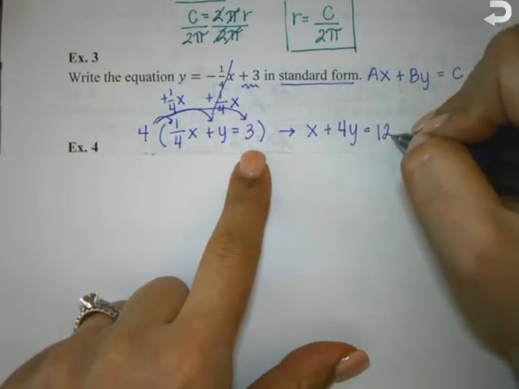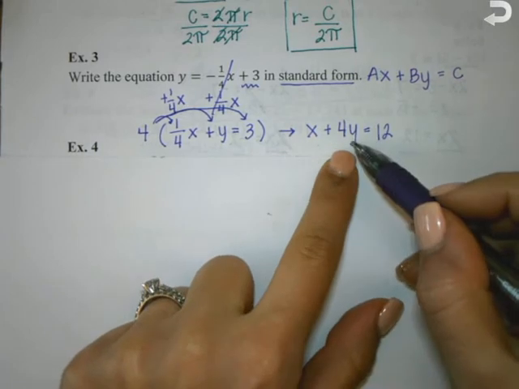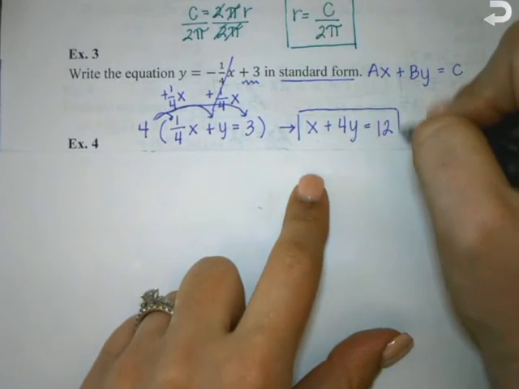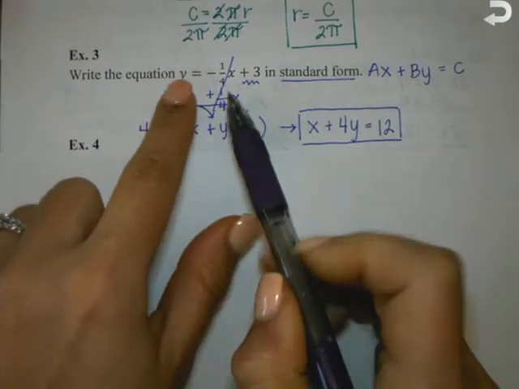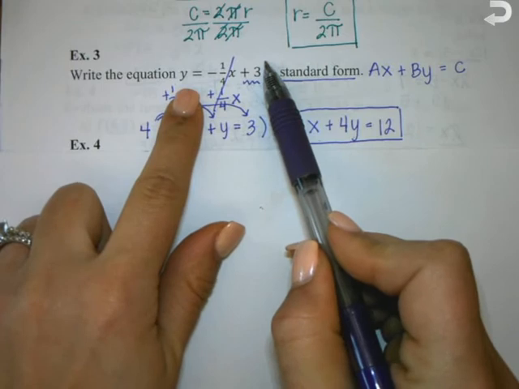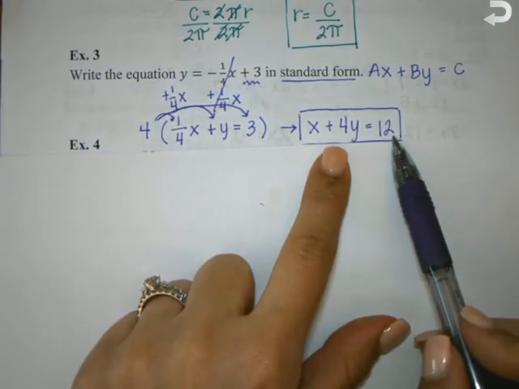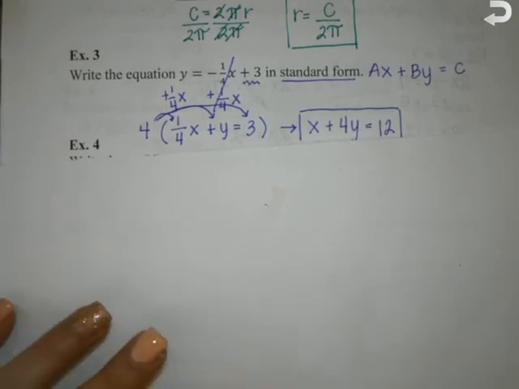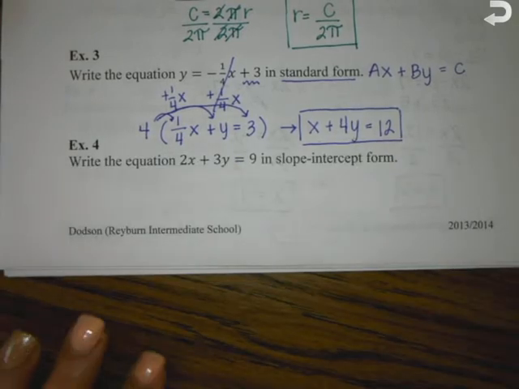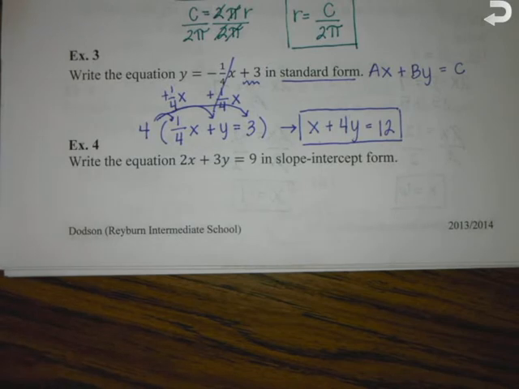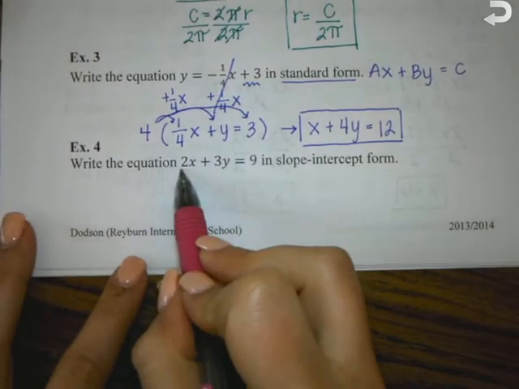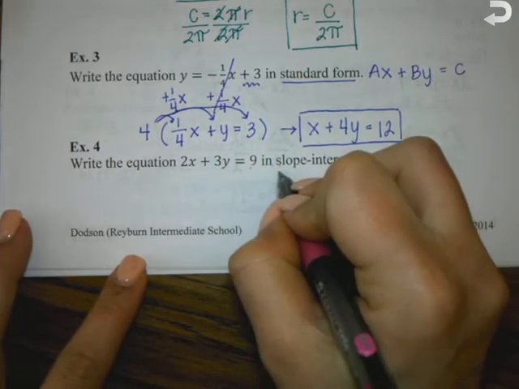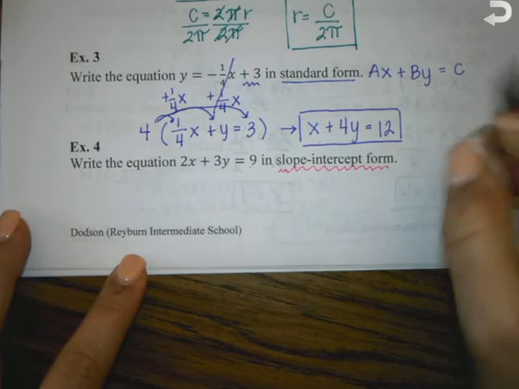Now we are in standard form. AX plus BY equals C. What would A be in this case? A 1. So this equation that we got at the very beginning is actually exactly the same as X plus 4Y equals 12. We just rewrote it in a different way. Okay? So the last question is actually the same thing but going the opposite way. So I give you an equation in standard form, 2x plus 3y equals 9, and I want you to write it in slope-intercept form, which was y equals mx plus b.